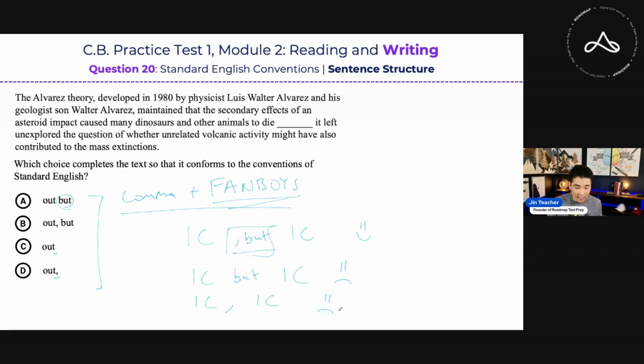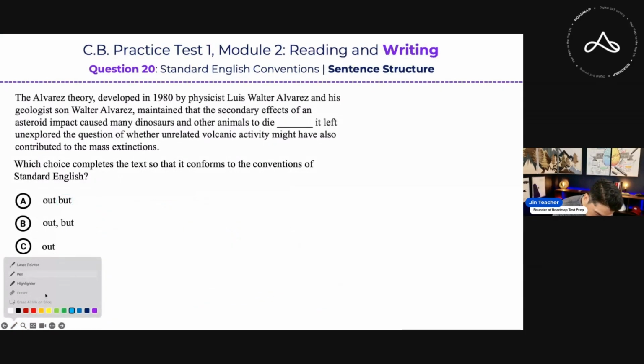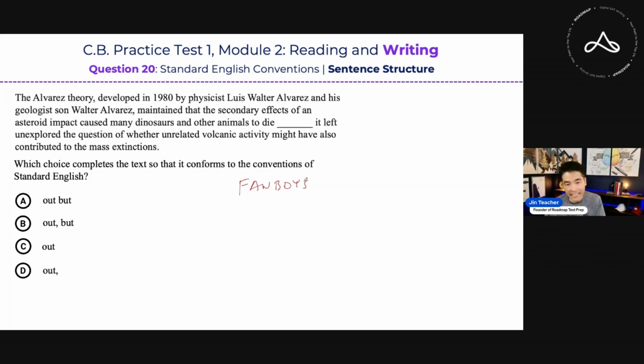Now, I'm pretty sure that's what they're going to test. That's what you're going to be tested on in this question, because you kind of see it in the answer choices, right? But I wanted to give this question to you guys to really teach you about the comma and the fanboys. If you're not familiar with fanboys, it's something you want to look up. Fanboys is just an acronym for the 7 coordinating conjunctions in the English language: F stands for for, A stands for and, N is nor, but, or, yet, so.